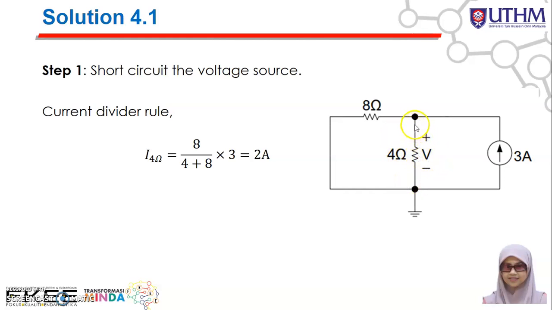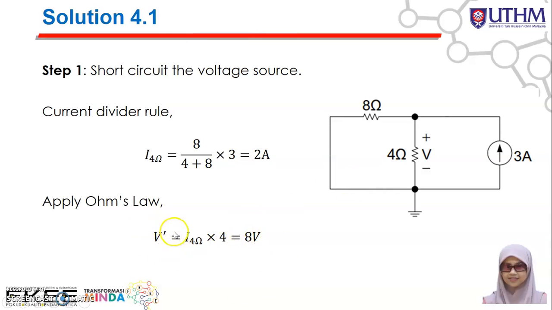So how to find the value of I? You can use the current divider rule. The current going through the 4 ohm resistor will be equal to 8 over 4 plus 8 multiplied by the current source, which is 3. So the current going through the 4 ohm resistor is equal to 2 ampere. Once you know your I, you can apply Ohm's law where V equals IR. R is 4 ohm, I is 2 ampere, so 4 multiplied by 2 will be equal to 8 volt. Right, so this is the value.